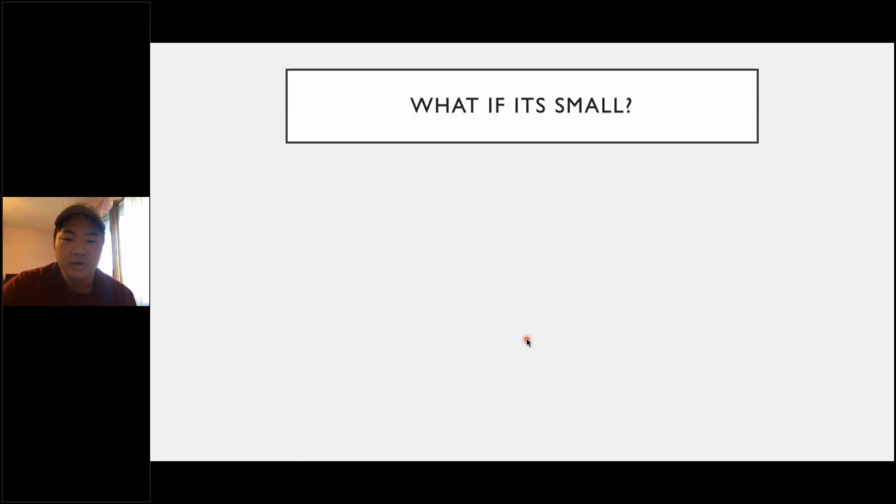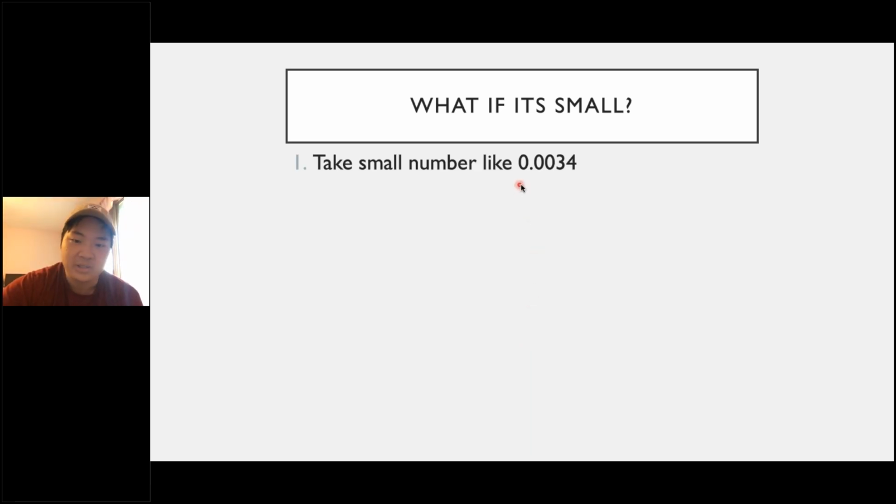So what if it's small? At the beginning of the video, I told you that scientific notation is for really big and really small numbers. So I'm going to teach you how to do really small numbers. So this is a small number. This is 0.0034. So it's very small.